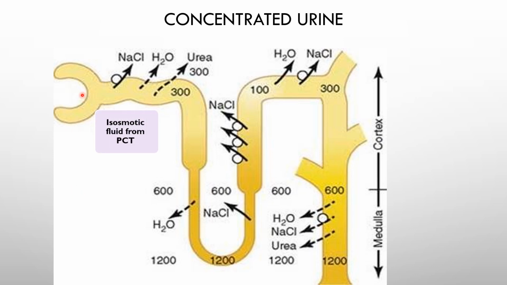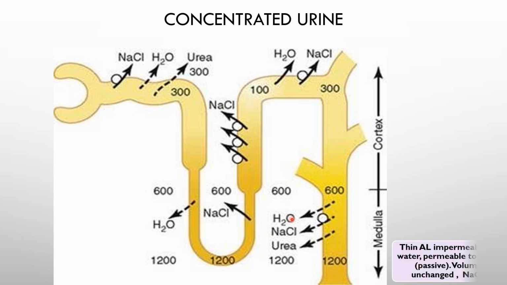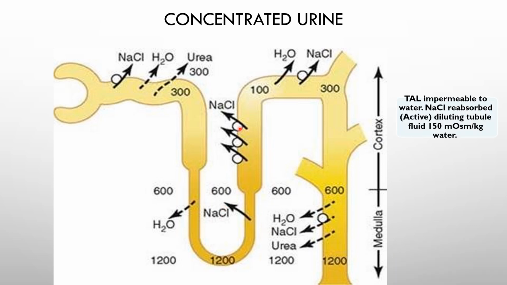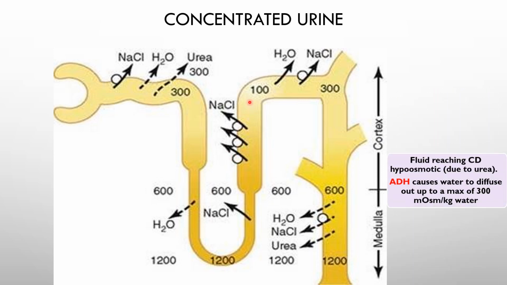So the isoosmotic fluid enters the proximal convoluted tubule, and the thin descending limb moves the water out of it, and the ascending limb moves the solute out of it. The thick ascending limb moves more solute into the interstitium, and the fluid reaching the collecting duct is hypoosmotic.